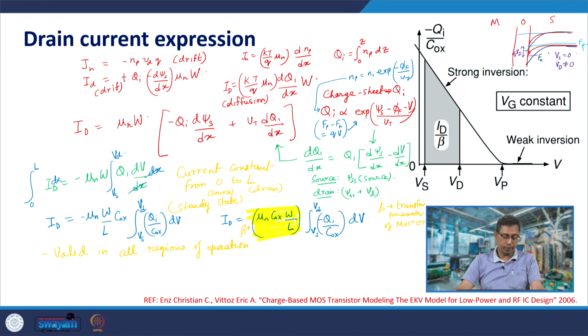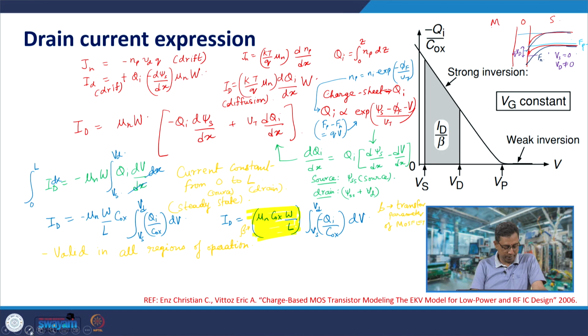Now, let us make a few more observations. It would seem that this integral, with limits Vs and Vd, would not depend on the shape of the variation of Qi with V. It would rather depend on the value of the integral at Vd and the value of the integral at Vs. So, it is just depending on the boundaries of the region.